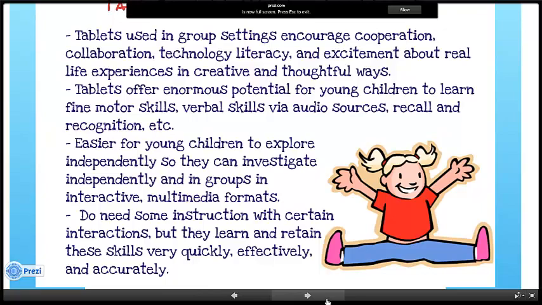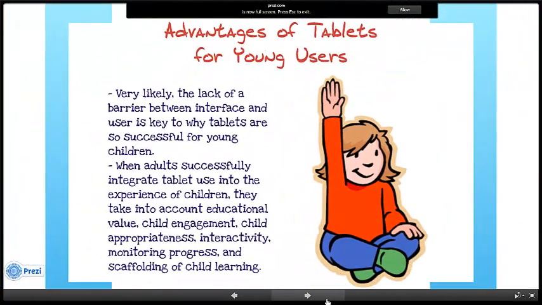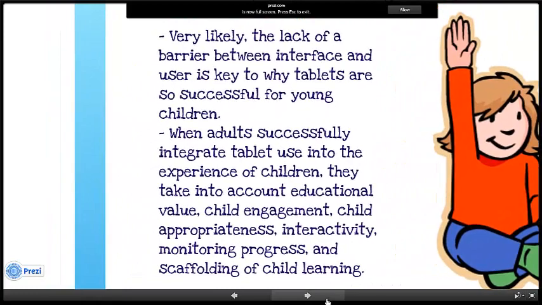Very likely, the lack of a barrier between interface and user is key to why tablets are so successful for young children. When adults effectively integrate the tablet into the experience of children, like in our video, they take into account educational value, child engagement, child appropriateness, interactivity, monitoring progress, and scaffolding of child learning. Back to you, Jill.